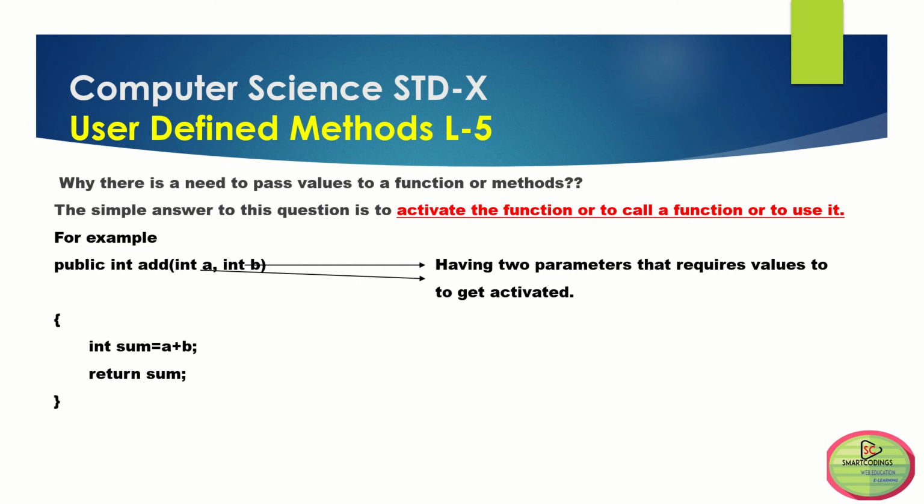So understood? To activate the function, to use the function actually, we need to pass values to a function. Then only it will calculate the sum of a and b. Suppose I am passing 5 in a, and in b I am passing 10. Then only it can calculate the addition of this add function, right? This is what it means to activate the function. I hope it is clear now. Let us move to the next slide.